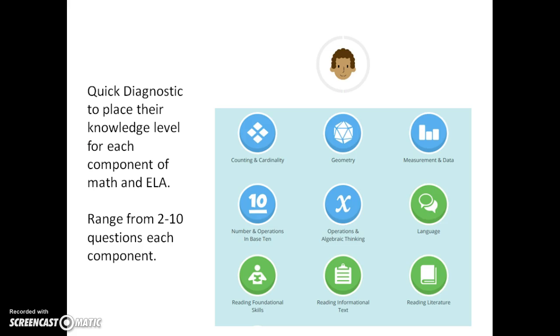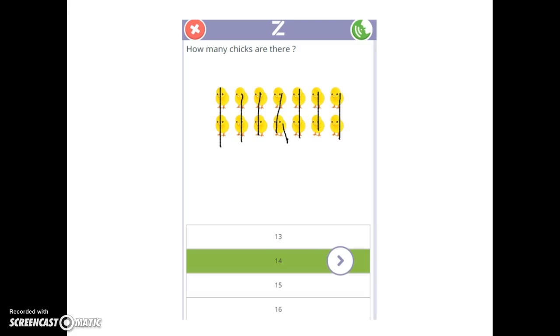Once they get in, they are assigned a quick diagnostic to place their knowledge level for each component of math and ELA. The questions range from 2 to 10 each component. It isn't really hard. The only other thing about Zeal is that it's all multiple choice, and that's why it's kind of good for that quick data collection as an exit ticket after your intervention session.